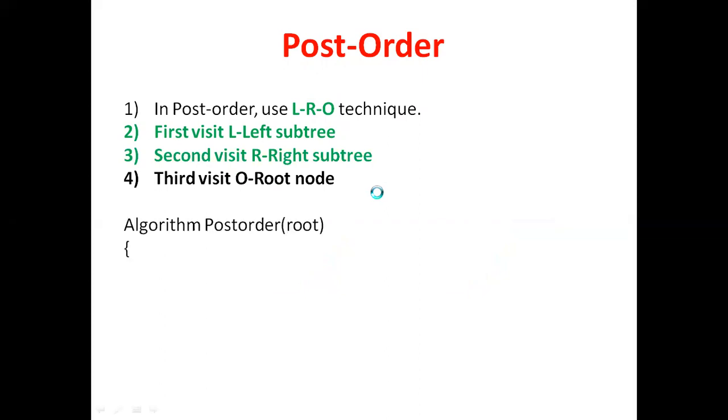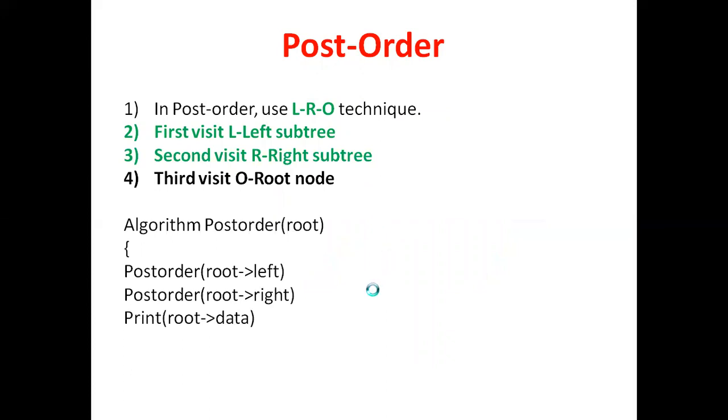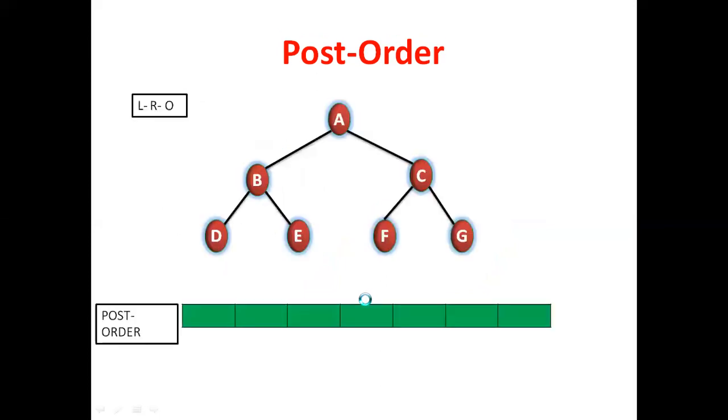The post order algorithm is: first visit the left subtree recursively and the right subtree recursively, then print the root node data. So this is our binary tree. We have 7 nodes, 7 boxes here. According to the LRO formula, first complete the left subtree nodes, then the right subtree nodes, and finally visit the root node. That formula is applicable for all subtrees.